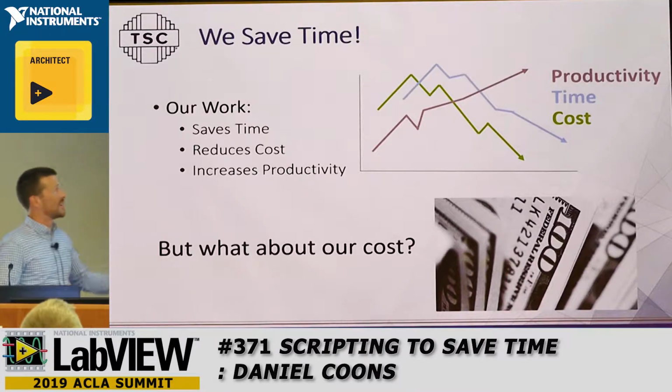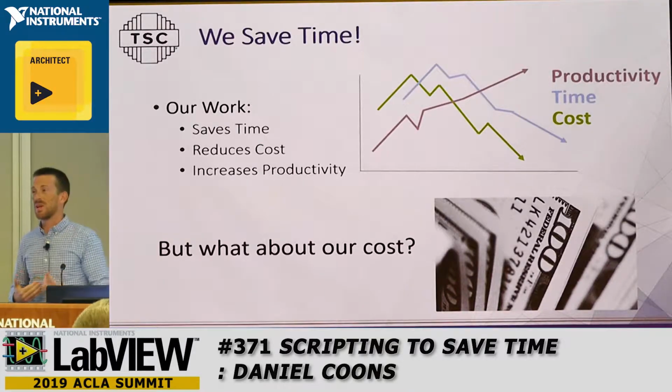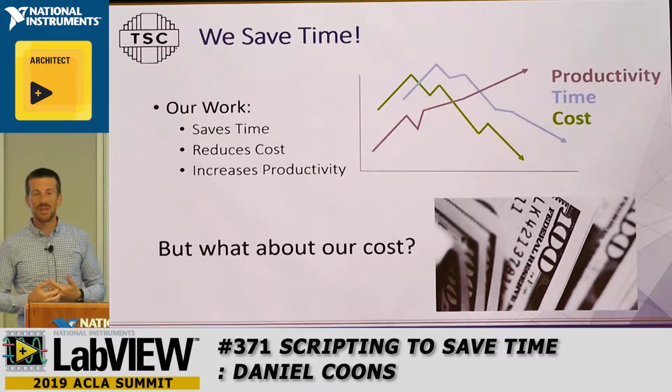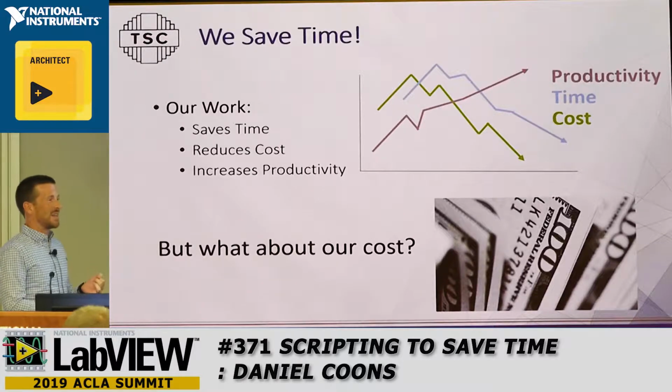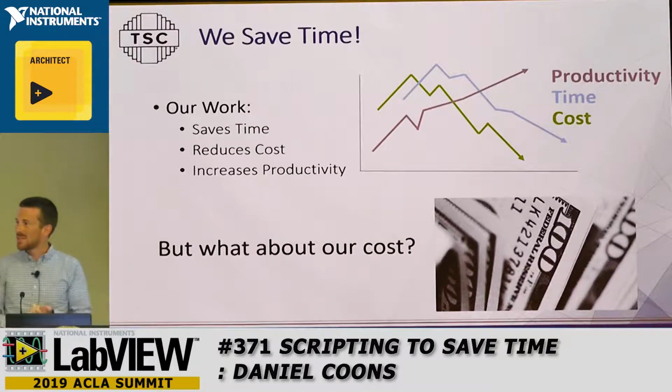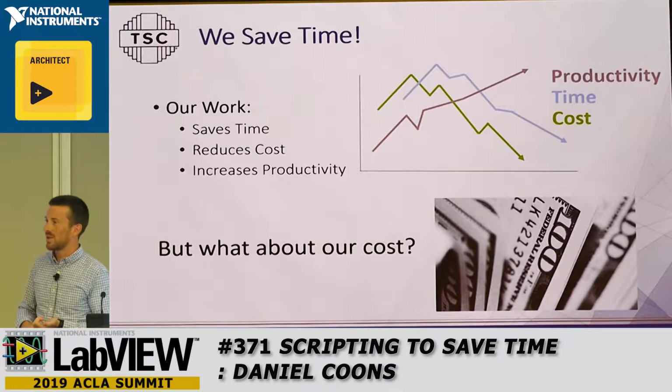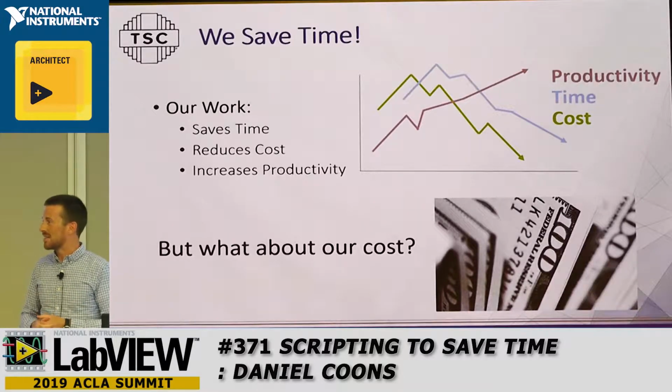Right? But our other consideration is what about our cost? That's where we have to start making some of these trade-offs. And when we look at things like scripting, the big question is identifying, is this worth my time to spend time on? How can I use this in the future and build off of it to make this useful?